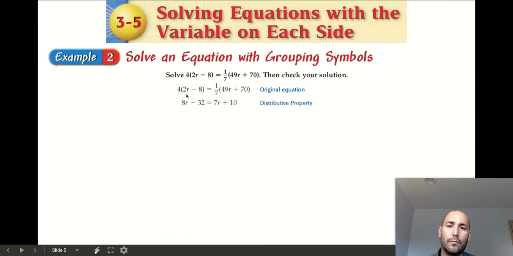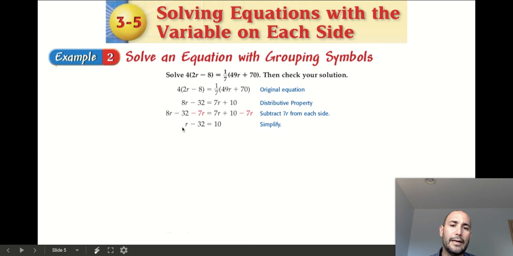So that would give me 4 times 2r is 8r, 4 times 8 is 32, 1/7 times 49r is 7r, and 1/7 times 70 is 10. Now, I want to get the variable on one side because right now it's on the left side of the equal sign and the right side of the equal sign. So I'm going to start by getting rid of the 7r, and I'm going to subtract 7r from both sides, because I know 7r minus 7r will zero out, and it leaves me with just positive 10. 8r minus 7r leaves me with 1r. So I would write it as r minus 32 equals 10.